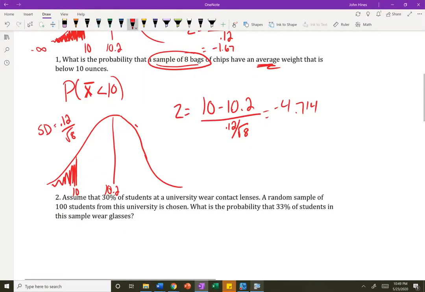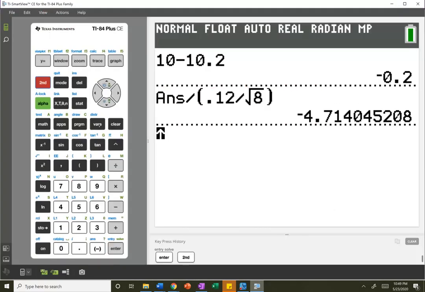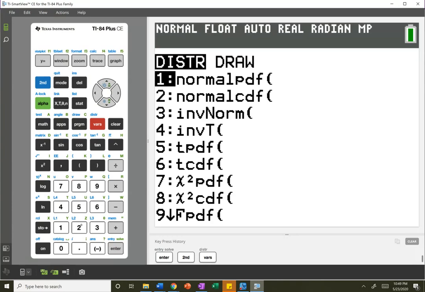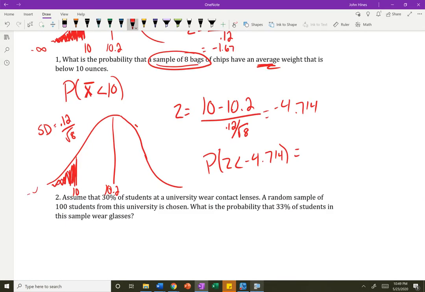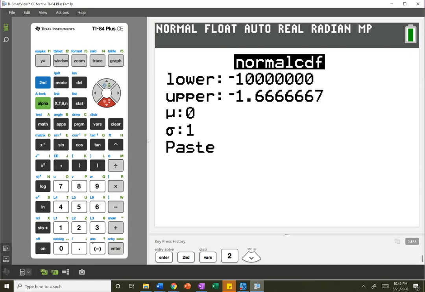So now I want to know what's the probability my z-score is less than that. And I can tell you right now the answer is going to basically be 0. So 2nd normal CDF, lower bound, how low do I go? Negative infinity, all the way up until my z-score, all the way up until negative 4.714.